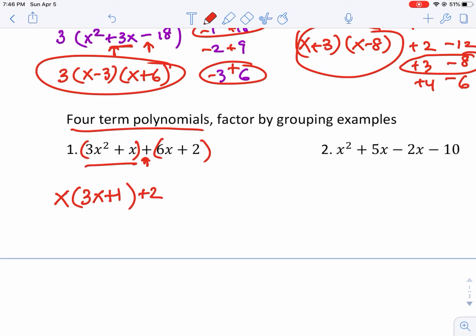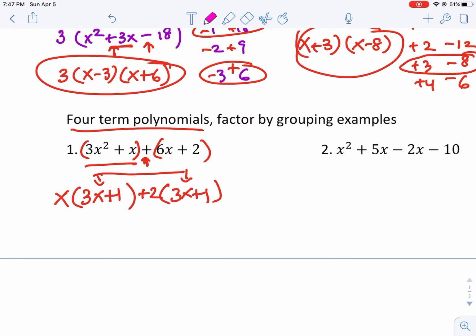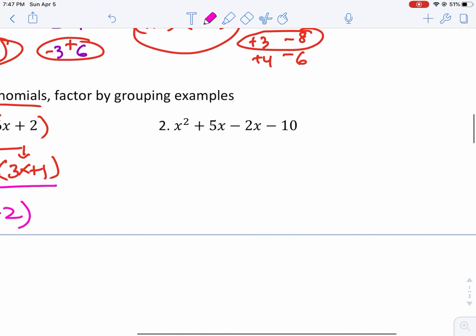Now, this middle term is positive, so I'm going to factor out a positive 2. And that leaves 3x plus 1. It'll always have the same thing in here and in here. Remember, we talked about that last week. So now we go to the second phase. What can we factor out of this and this? What's the same in both of them? 3x plus 1. And that leaves x plus 2. And you're done. That's called factor by grouping.